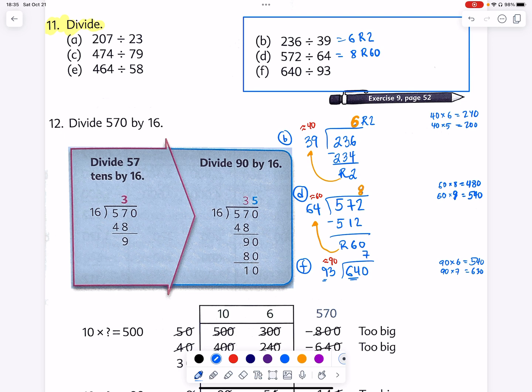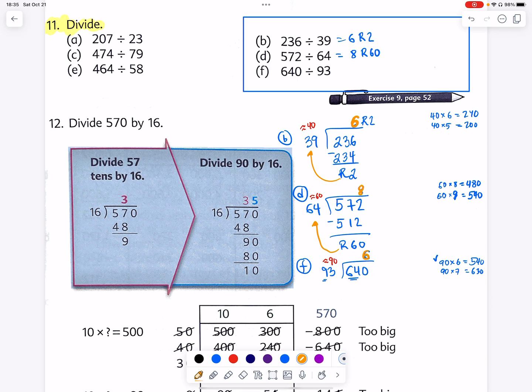3 times 7 is 21. So 651. Uh-oh, we don't have 651. We can only divide 640. Therefore, we must reduce the number of times. We must go back. This is normal, my friends. This type of estimation is normal. Sometimes you get it right, sometimes you have to try different things.